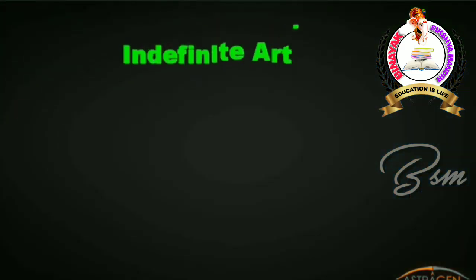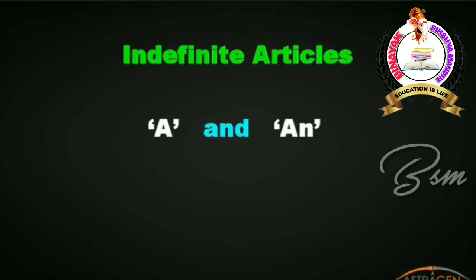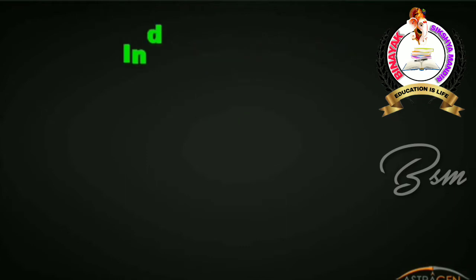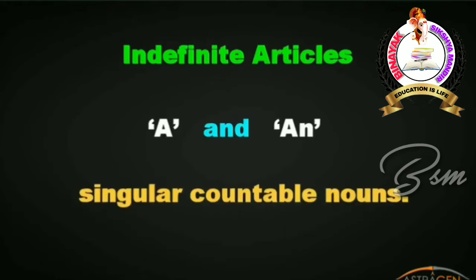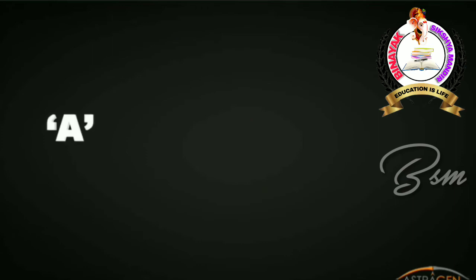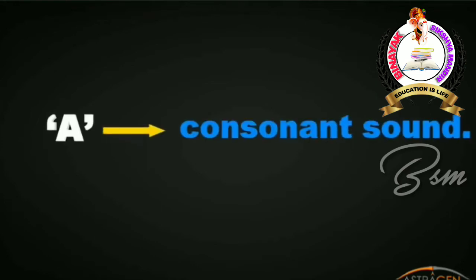The indefinite articles, a and an. The indefinite articles, a and an, are very common in English. They are generally used to refer to singular countable nouns. The article a is used before singular countable nouns that begin with a consonant sound.